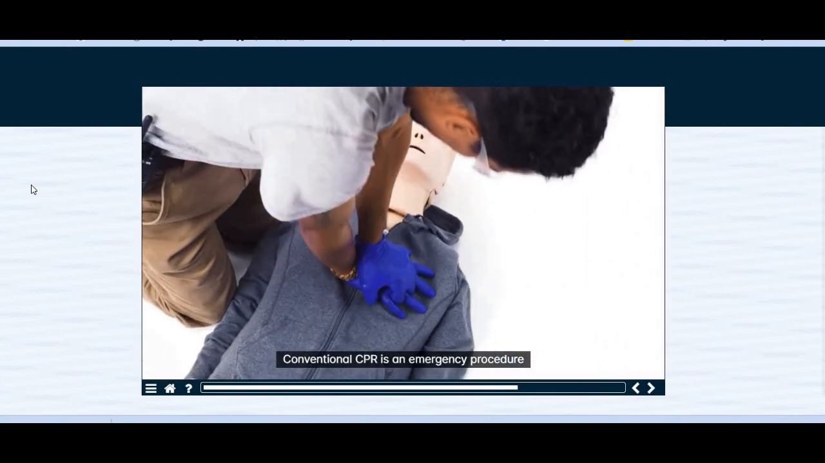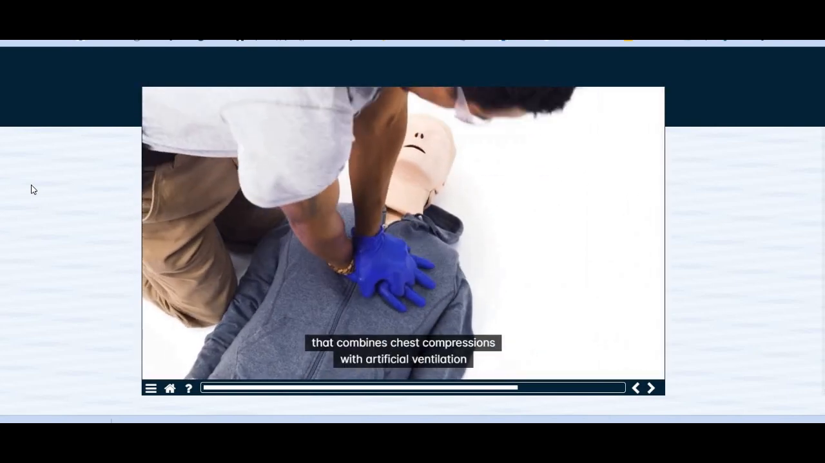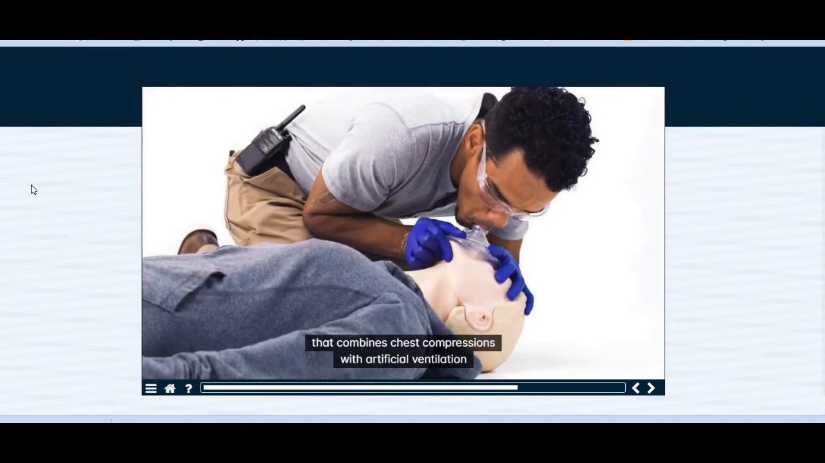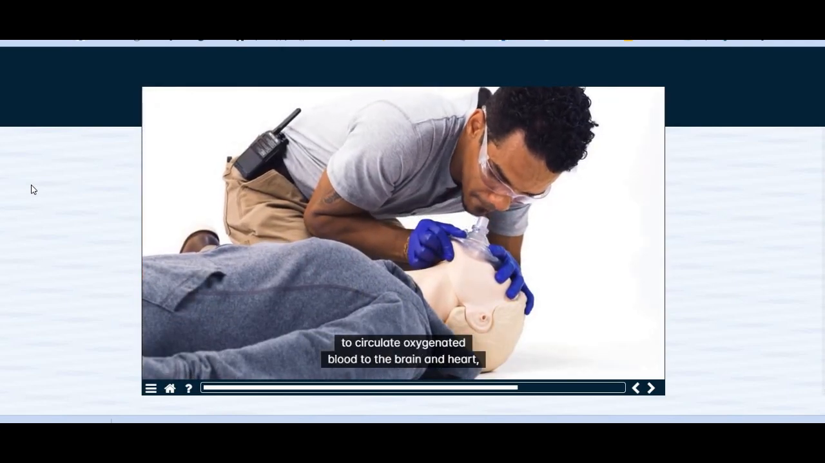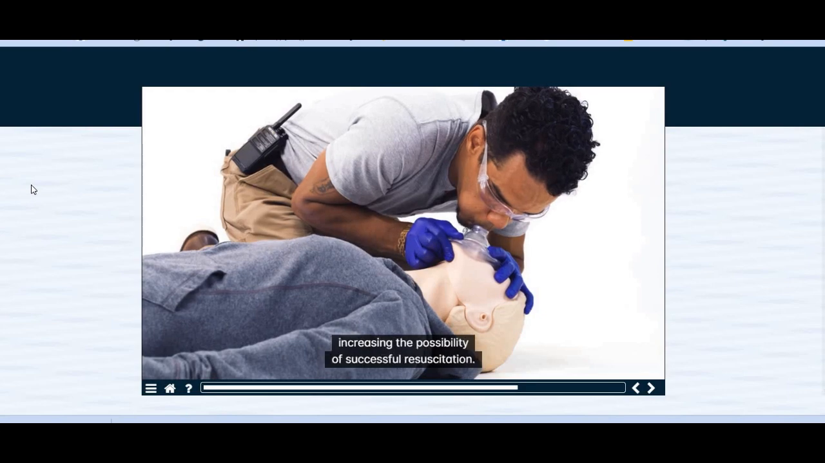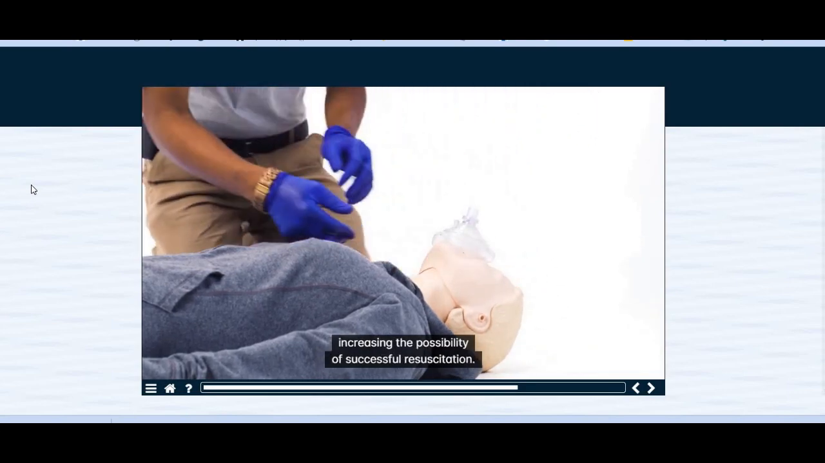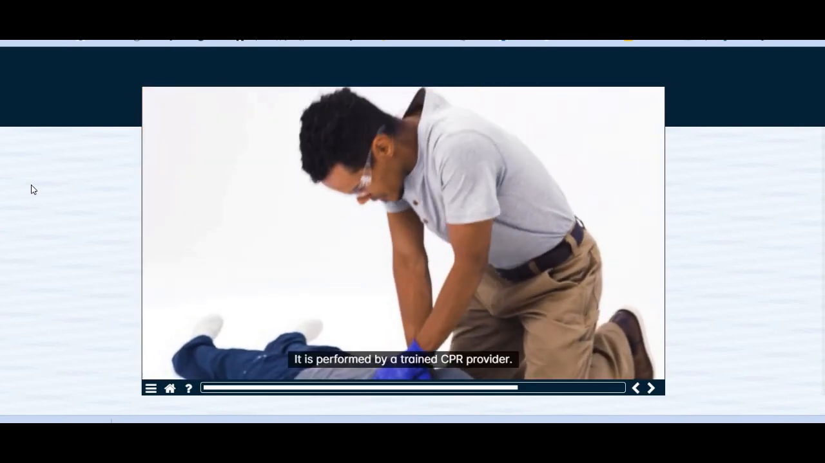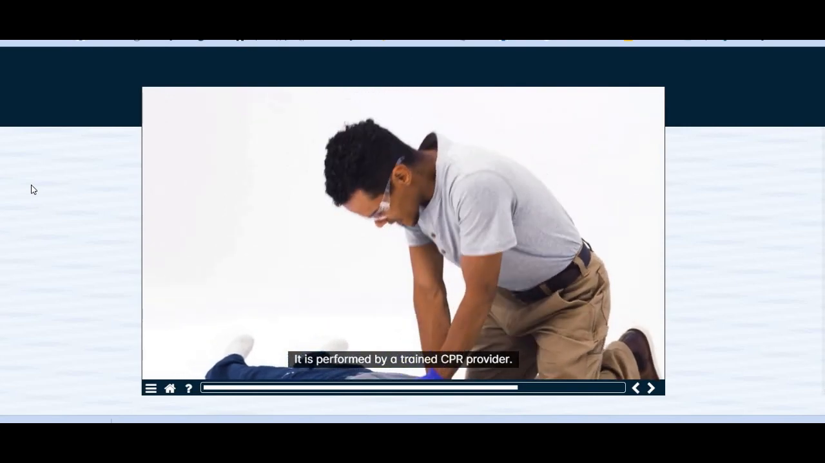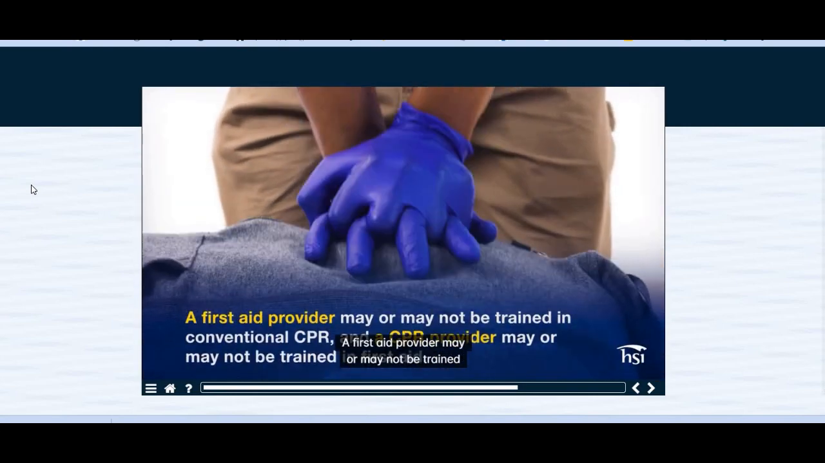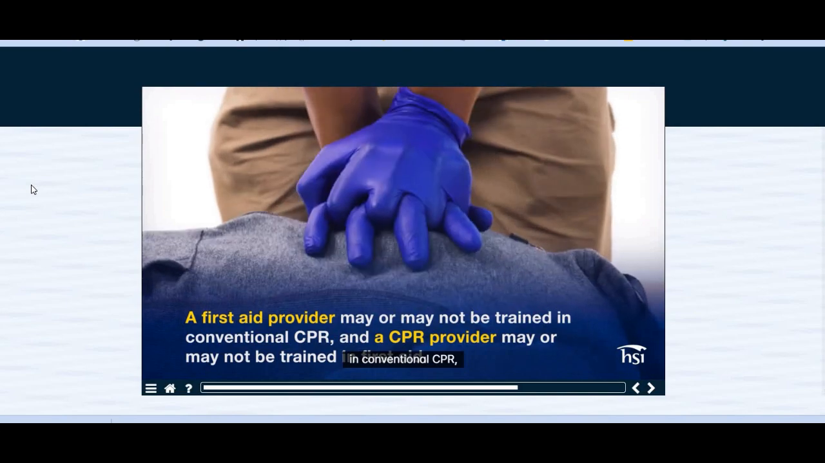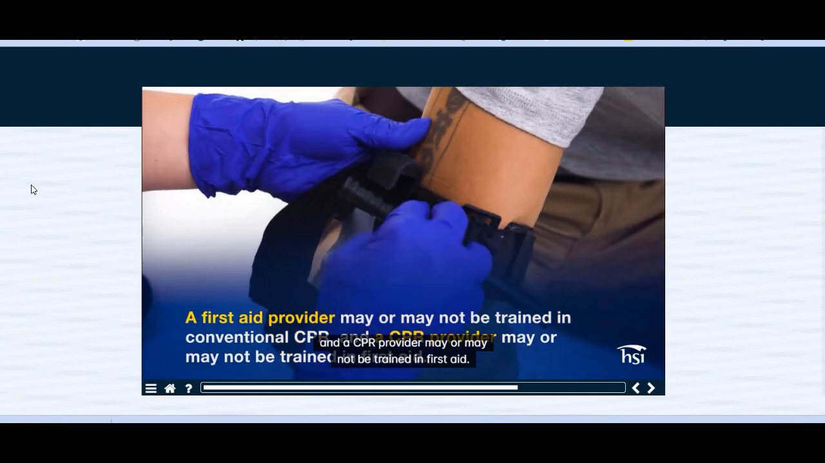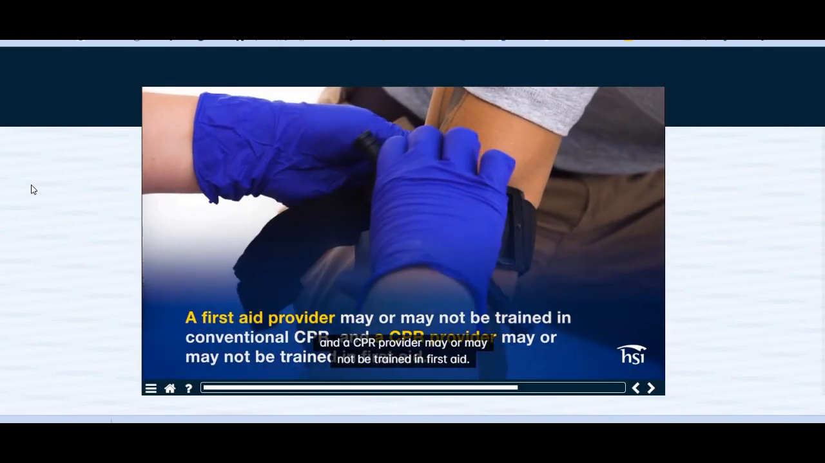Conventional CPR is an emergency procedure that combines chest compressions with artificial ventilation to circulate oxygenated blood to the brain and heart, increasing the possibility of successful resuscitation. It is performed by a trained CPR provider. A first aid provider may or may not be trained in conventional CPR, and a CPR provider may or may not be trained in first aid.